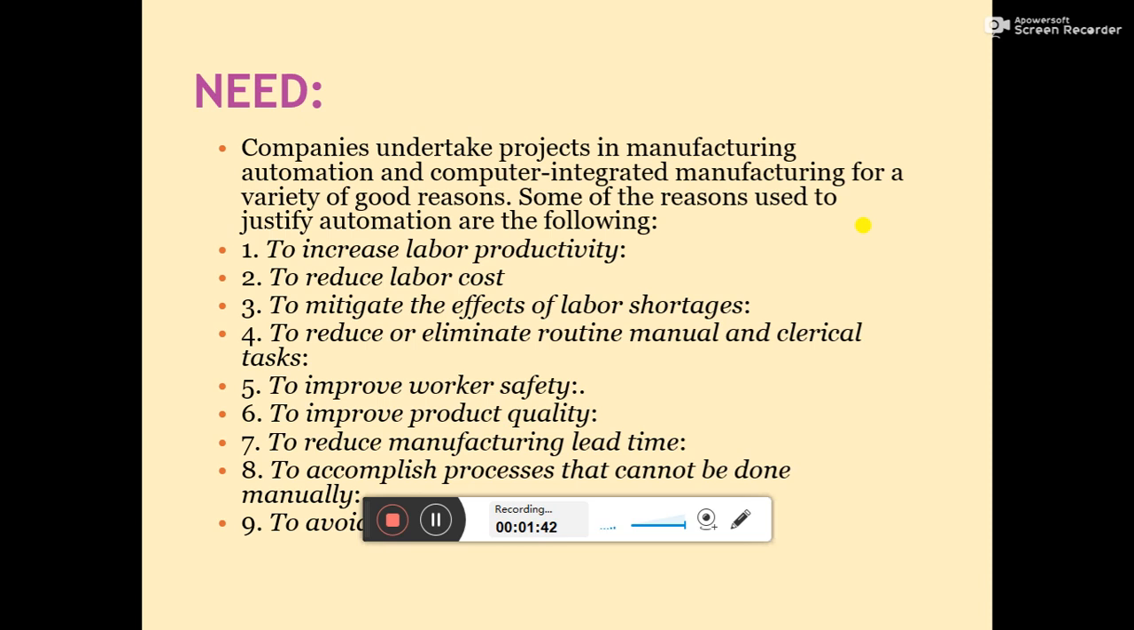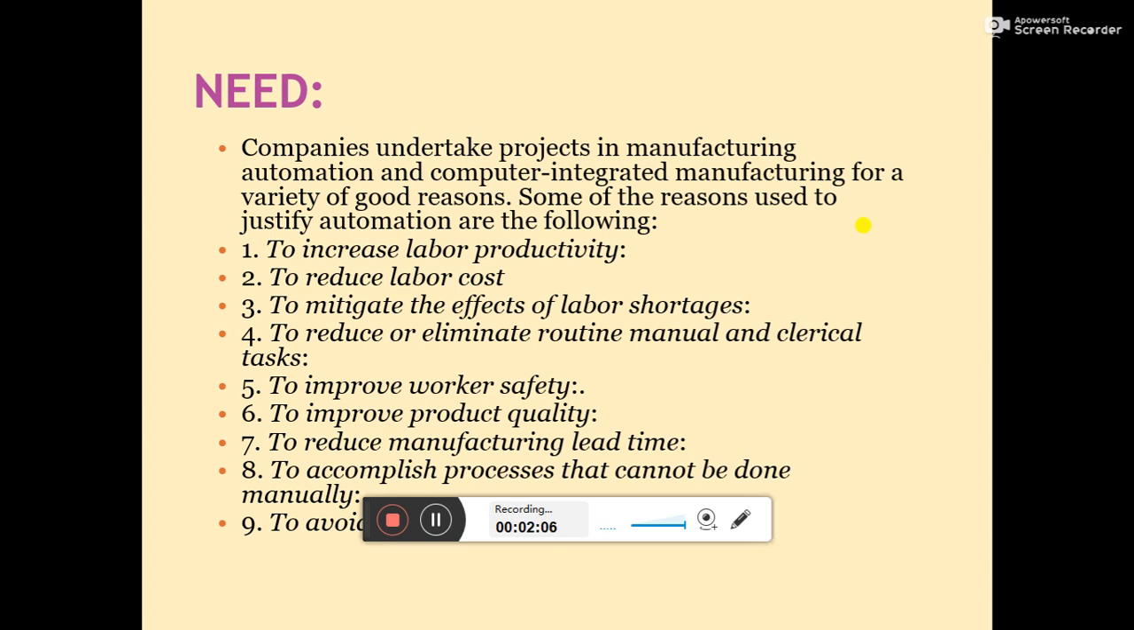Here, why do we need automation? Number one, to increase labor productivity. Number two, to reduce labor cost. What do labor productivity and labor cost mean? Suppose a work is done by 10 people per day. To assemble an engine, suppose we require 10 people to work on it.